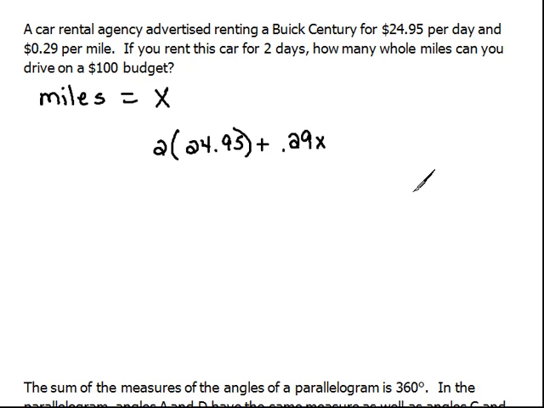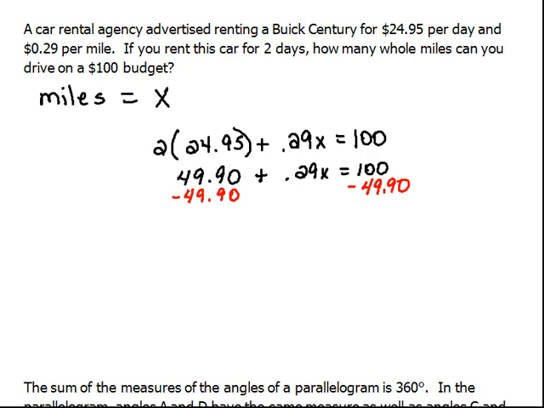Now, if we can only spend $100 on this, that means that this total amount of money, the miles plus the straight car rental, are going to have to equal 100. Now we have an equation that we can solve. So let's do 2 times 24.95, which would be $49.90, plus 29 cents a mile, or 0.29x, equals 100. Now to get x alone, let's subtract 49.90 from both sides, which leaves us with 0.29x equals $50.10, or 50.1. We still have to get x alone, so let's divide both sides by 0.29.